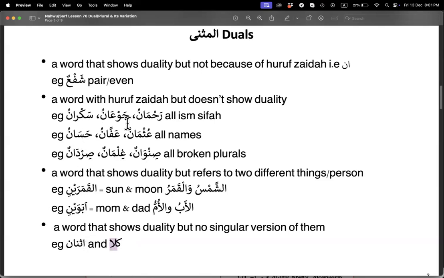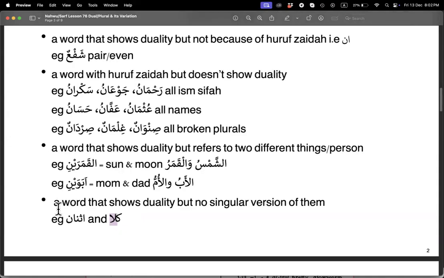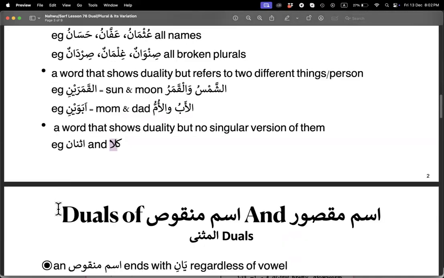This one of course is not dual anyway. This one also is not dual. But words like this, even though they look dual, are not dual. So we use the term mulhaq, a variation. It behaves like a dual, but it's not actually dual. So mulhaq we use for the last two categories.